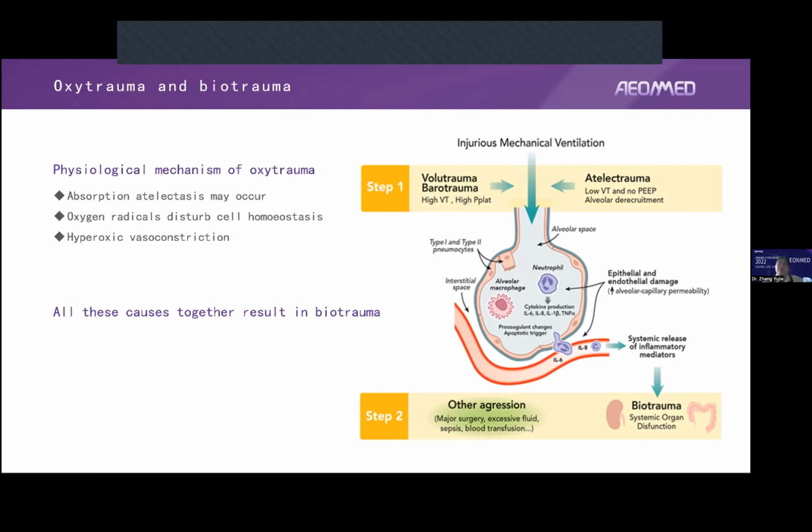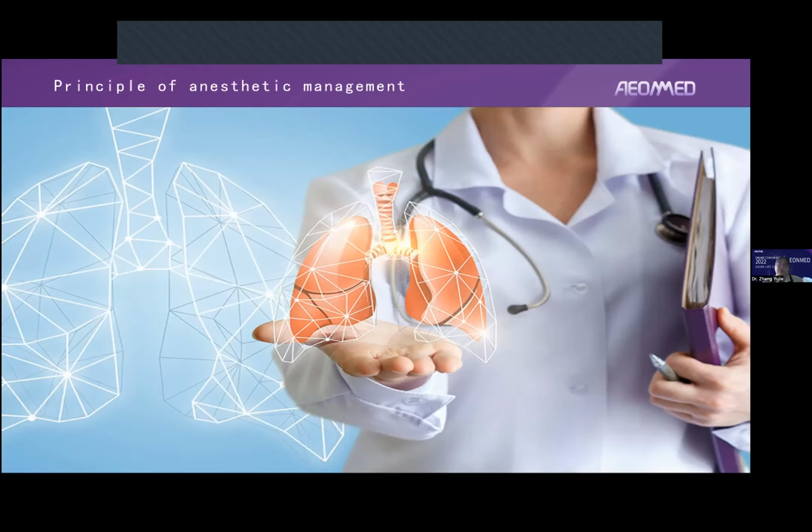And then all these traumas can cause the biotrauma. They will lead to the release of inflammatory factors, which will finally go into the circulatory system, then to the other organs of the human body. So if we want to protect the lung, what we do is to protect against or reduce the harm from the mechanical ventilation.